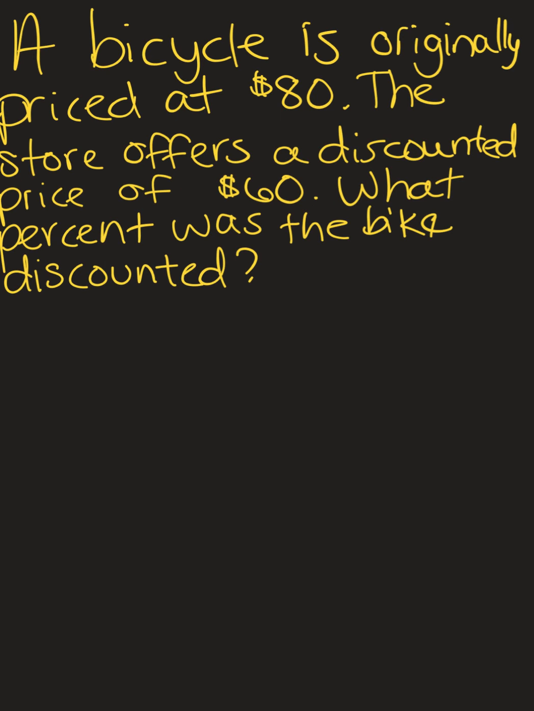All right, one final example I want to talk about before you do a last practice problem, and that is a bicycle is originally priced at $80. The store offered a discount price of $60. What percent was the bike discounted? So here, I already know what my discounted price is. I already know what it started as. What I don't know is what percent the discount was.